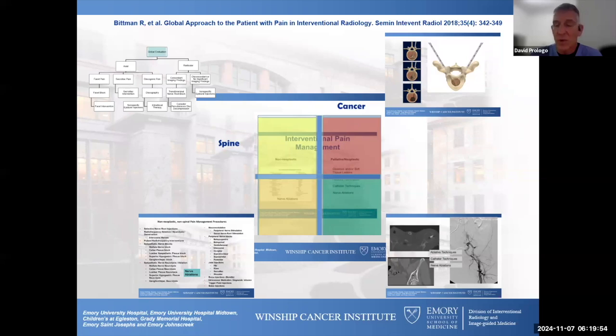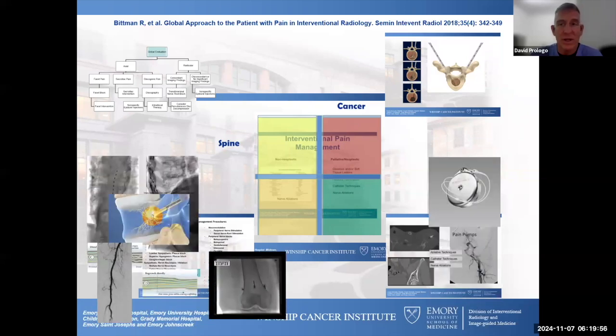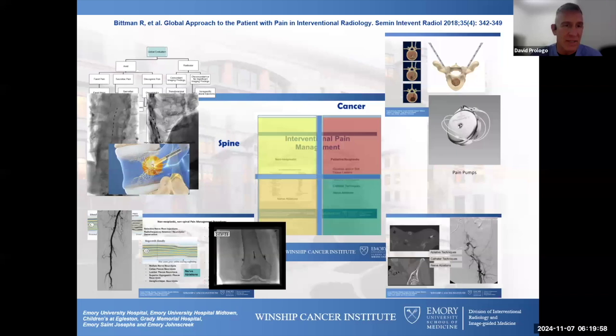Just between 2018 and 2024, I think these options have essentially doubled because of the development of procedures like genicular nerve ablation, basivertebral nerve ablation. So we're not going to go over all of this. We'd have to spend 2 or 3 days to cover all of the evidence and all of the potential procedures. But this is the context in which we are operating, right?